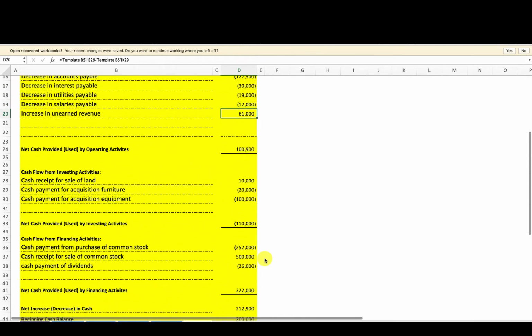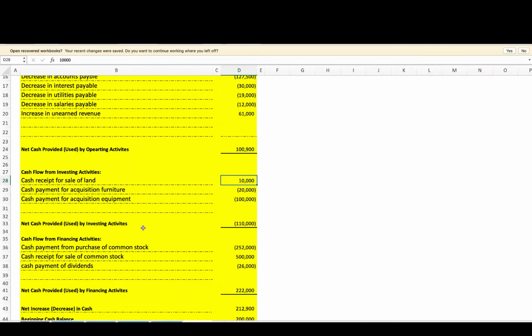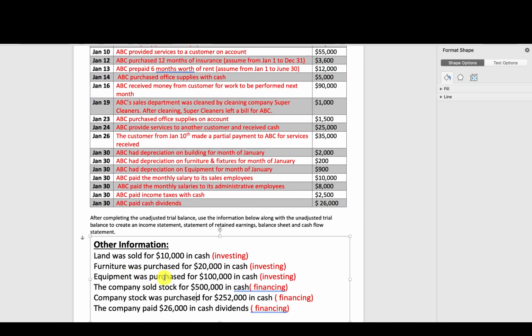So here we have the investing section. Cash receipt from sale of land, $10,000 positive. Land was sold for $10,000, so that's positive. Furniture was purchased for $20,000 in cash. So we lost cash, or we exchanged cash for furniture. So we're going to have here cash payment for the acquisition of furniture, $20,000. Cash payment for the acquisition of equipment, negative $100,000, because we purchased equipment for $100,000 in cash.